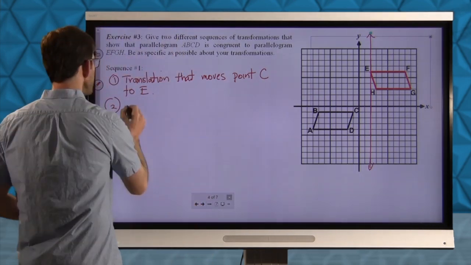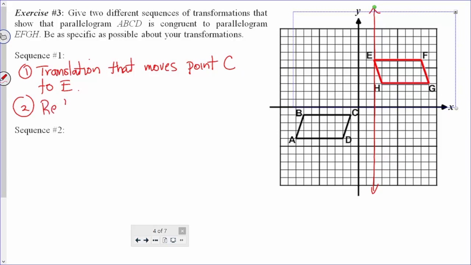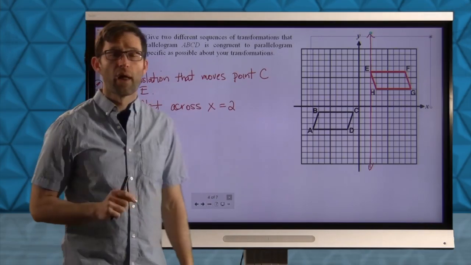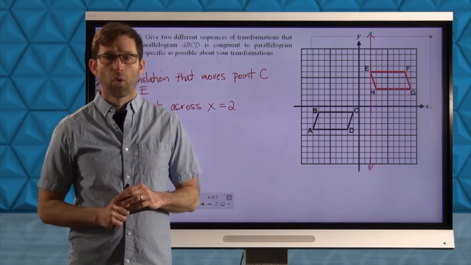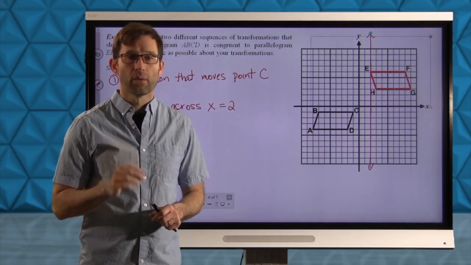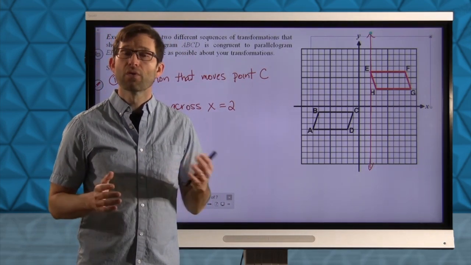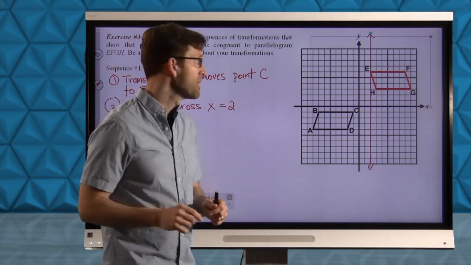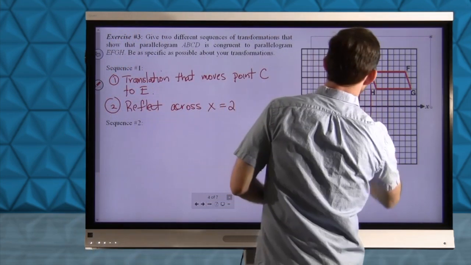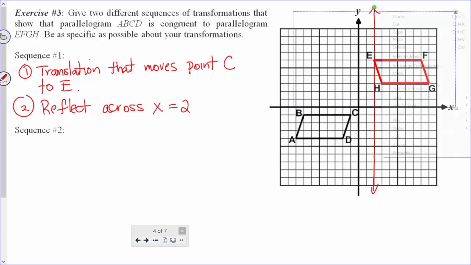And what vertical line is that? Well, that is the vertical line x equals 2. Remember, vertical lines will have equations x equals a number, horizontal lines will have equations y equals a number. Okay? So that's one set of transformations that would work. Let me get this thing back to where it was before. Okay. So let's take a look at another set.